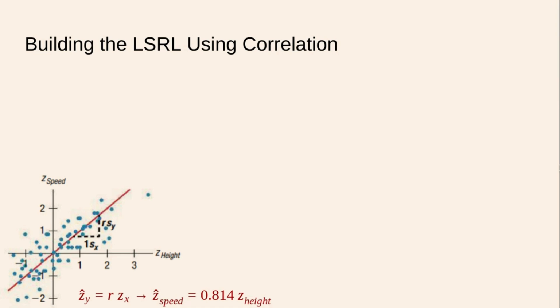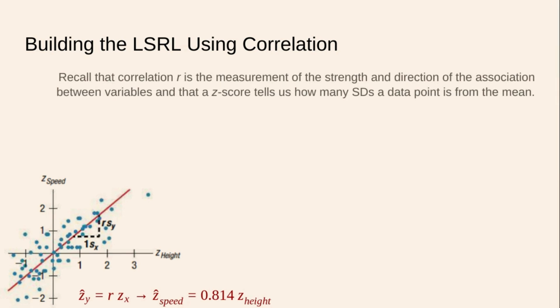This is where we learn what the correlation coefficient R actually is. So recall that the correlation R, our correlation coefficient, is the measurement of the strength and direction of the association between variables. And also that a z-score tells us how many standard deviations a data point is from the mean. That is what a standard score or z-score is. When we standardize data, we say how many standard deviations a data point is from the mean. We're going to have to keep those two concepts in mind.